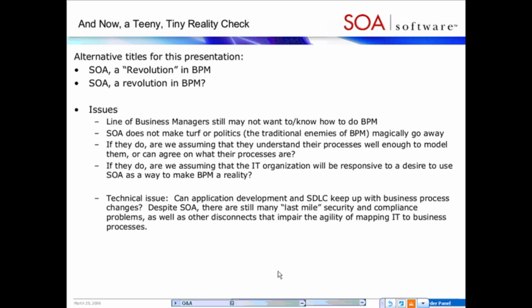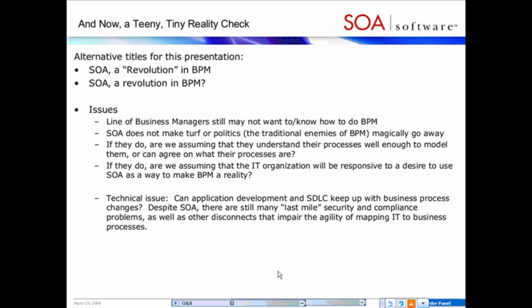And on a technical level, can application development and the software development lifecycle keep up with business process changes? We live in a project-based, budget-constrained universe. So there are times probably when, even though it's entirely possible technologically, the architecture may not keep up with the business process. My feeling is that if you start breaking the connection between the business process and the underlying assets, and you're patching it together without a formalized review or an established process, the whole thing will fall apart. And then finally, on a technical note, even though you have SOA, there are certain last-mile security and compliance problems and other disconnects that impair the agility of mapping IT to business processes.